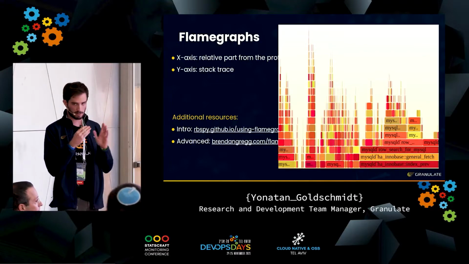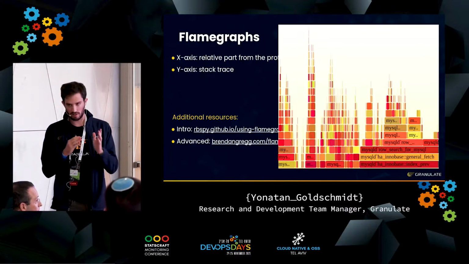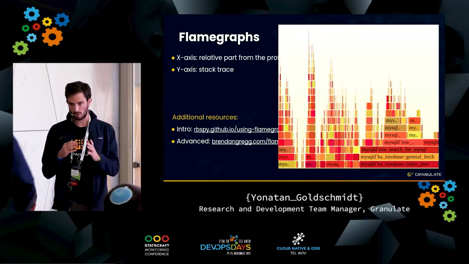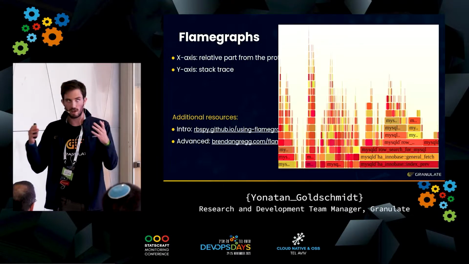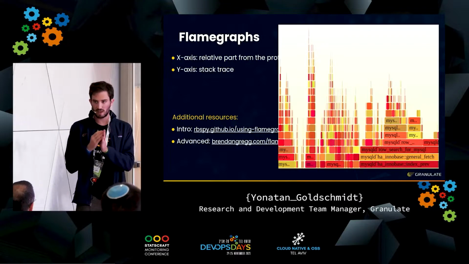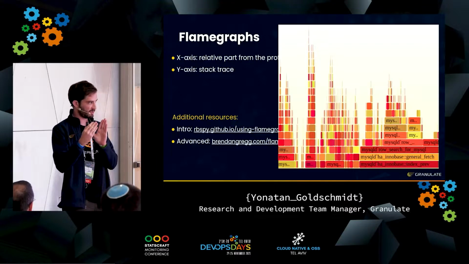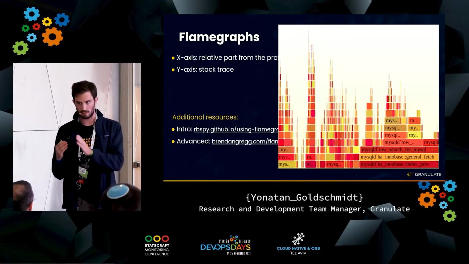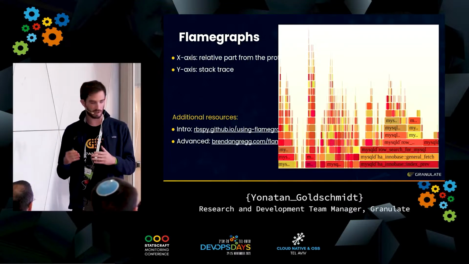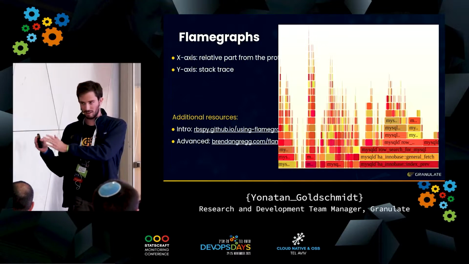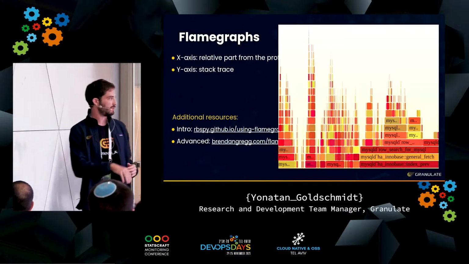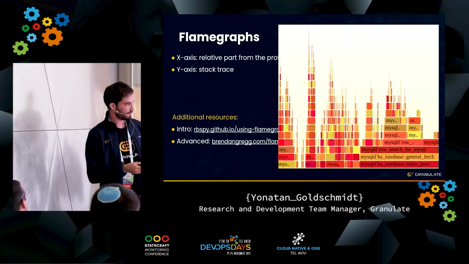The x-axis shows the number of samples for a given stack trace. For example, if we profile for 1 hour and we have 1,000 samples from the application, the wider the stack trace is, the more samples it has relative to other parts of the profile. So basically, the wider a rectangle is, the more interesting it is for us to look at. The y-axis is a stack trace of called functions.